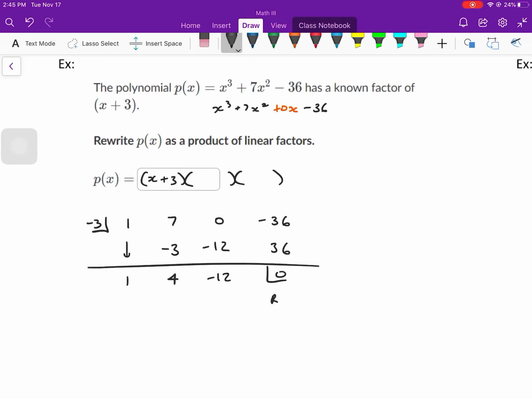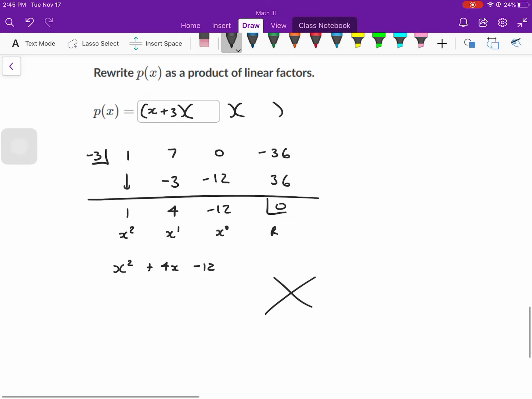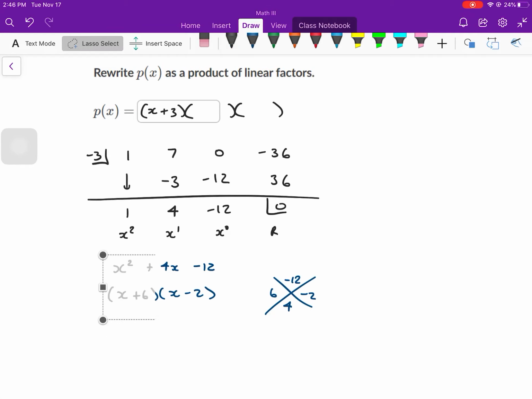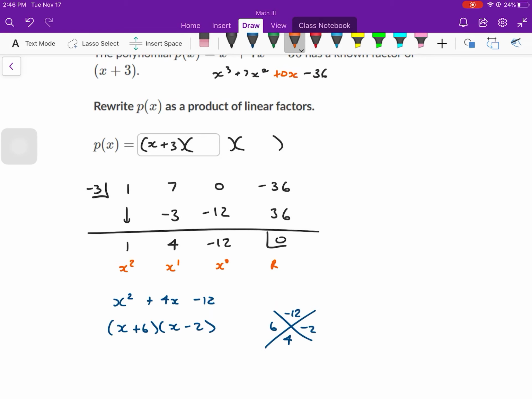This one's a little bit easier. So with our remainder, we have our constant term, our x term, our x squared term. So we're going to have x squared plus 4x minus 12. So for our other 2 factors, what multiplies to negative 12 and adds to 4 would be 6 and negative 2. So this would factor to x plus 6, x minus 2. Really should be using different colors here. And so for those factors, we have x plus 6, x minus 2.